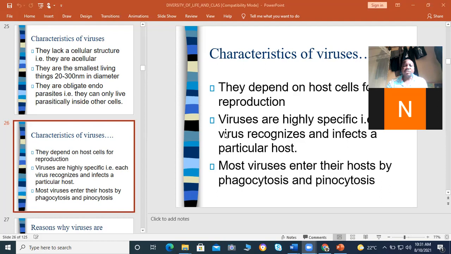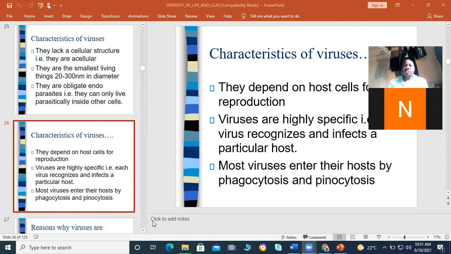Then most viruses enter their host by phagocytosis or pinocytosis. That means that they are able to eat the cell walls and then they can actually penetrate the cell. Once they enter inside the cell, then they are capable of reproducing.